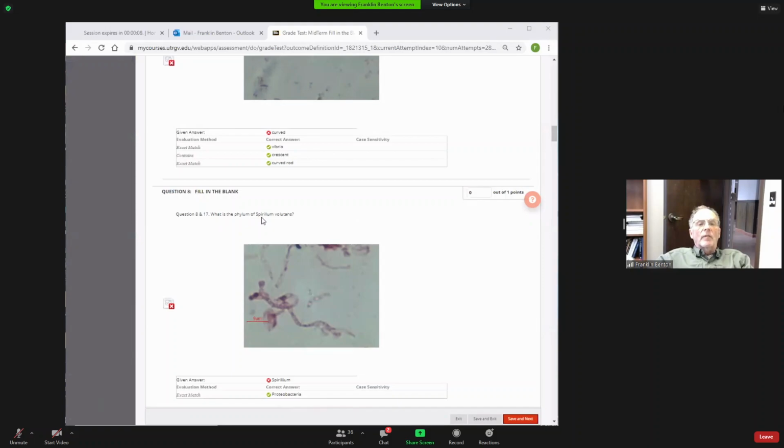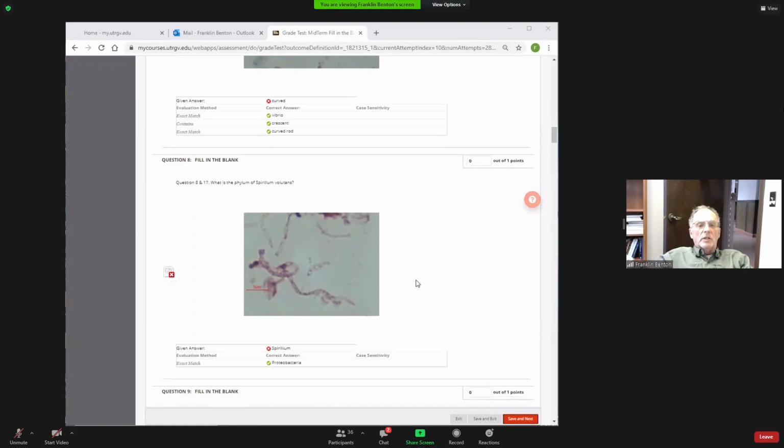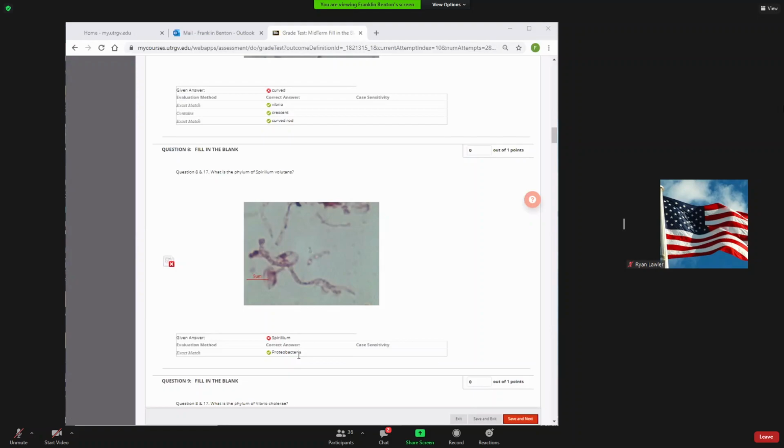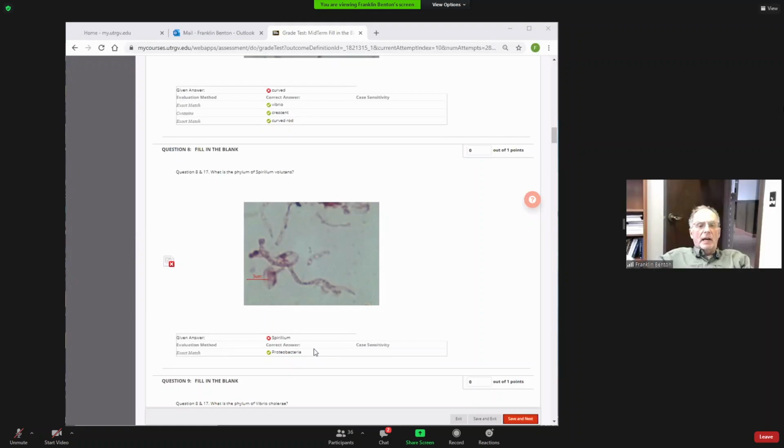What is the phylum of Spirillum voltans? Well, let me just say right off the bat, Spirillum is the genus. So remember I gave you all those words to look up? What is the correct word? Proteobacteria. Correct. Now, I'm going to go through and see if anybody got that wrong because of misspelling or a capital letter or something like that.